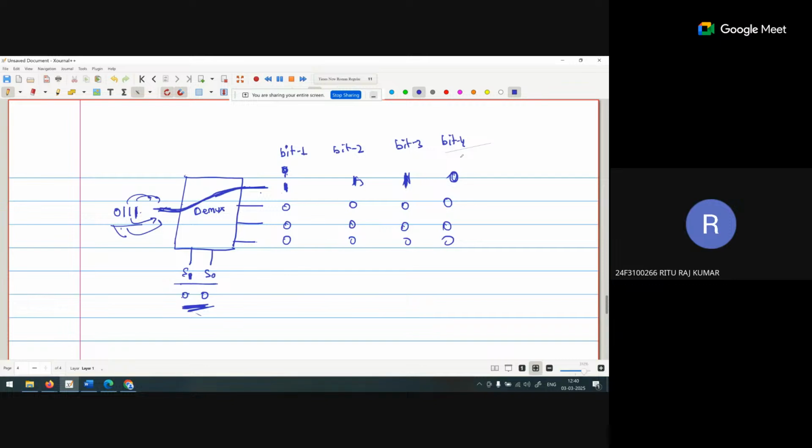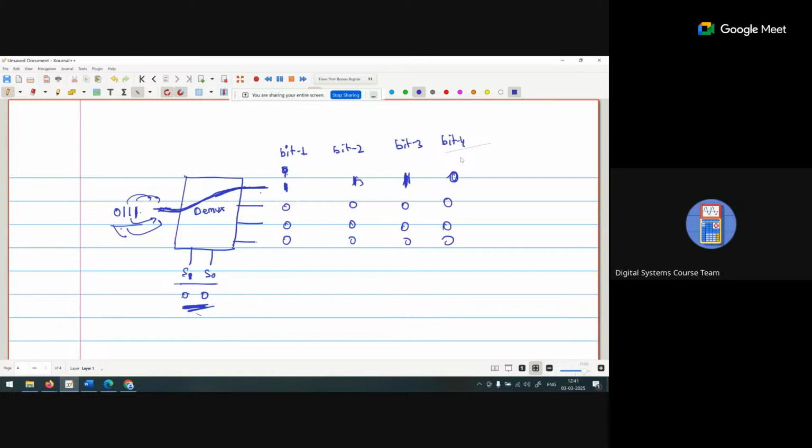Sir, I am confused about whether we enable that pin only or transfer that data. That's exactly what I am saying: the data is transferred, the input data will be transferred. It is not enabled. The decoder does the enabling, and the demultiplexer transmits the input data as the output on the basis of the select line. Enable is done in the decoder.